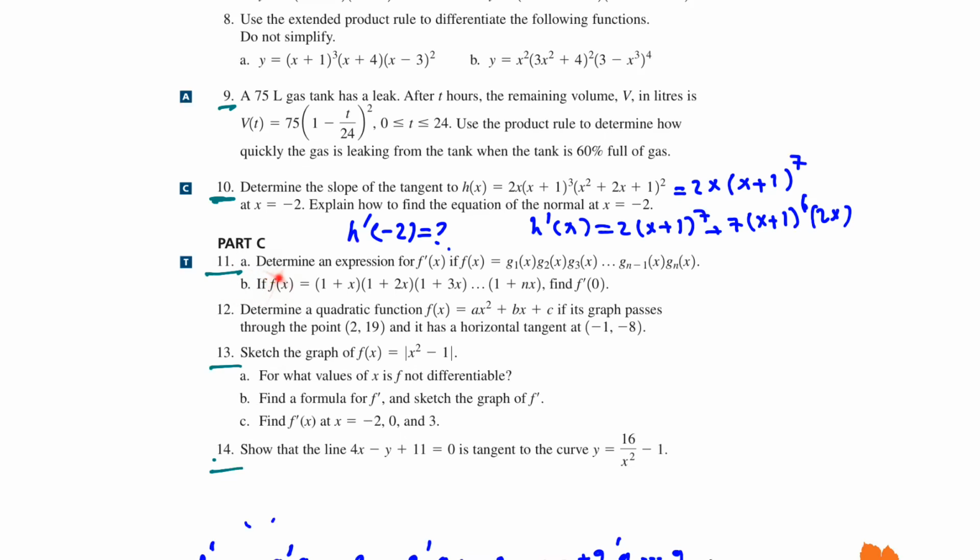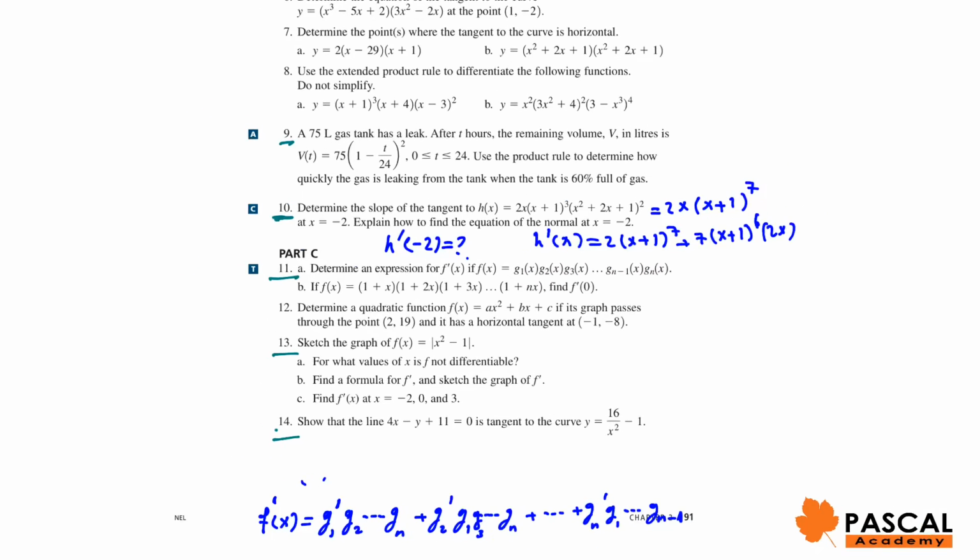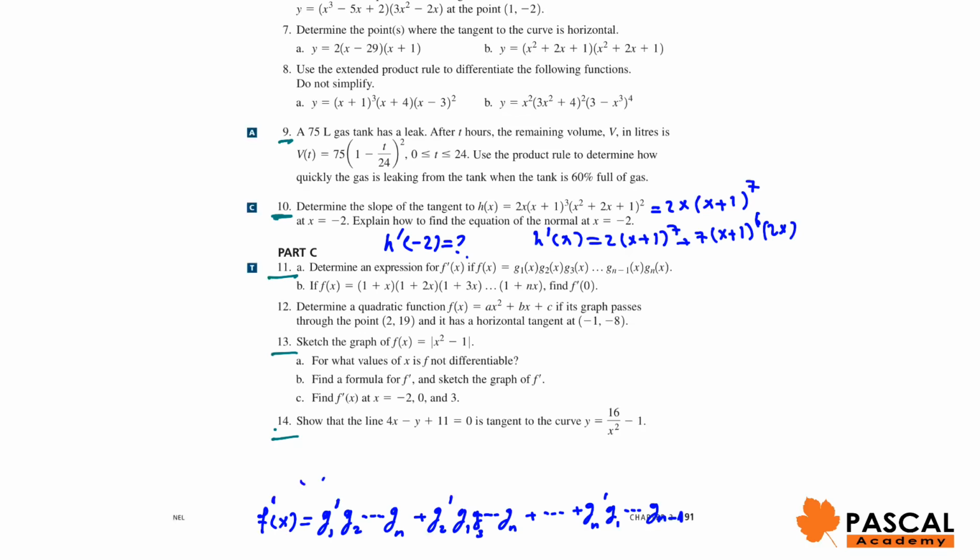Question number 11. Determine an expression for the derivative of f of x when f of x is g1 times g2 times g3 times gn, the multiplication of n functions. It is a generalization of the product rule.